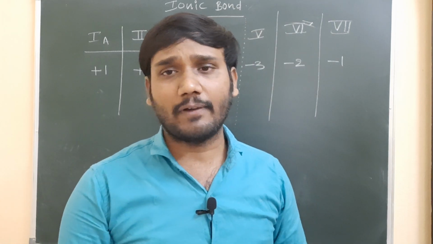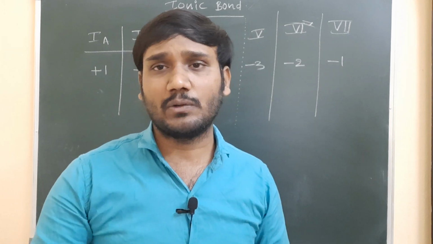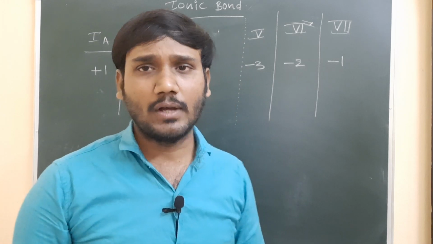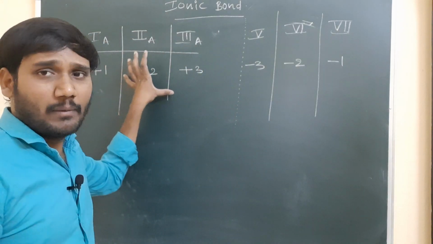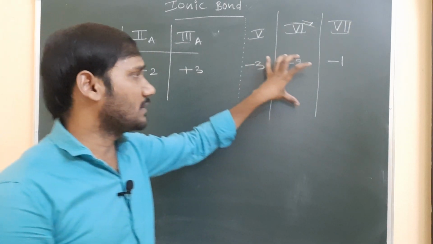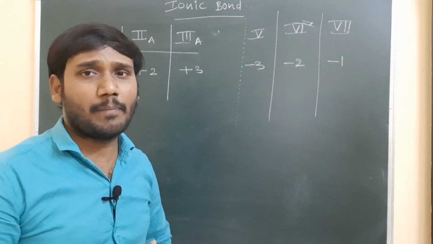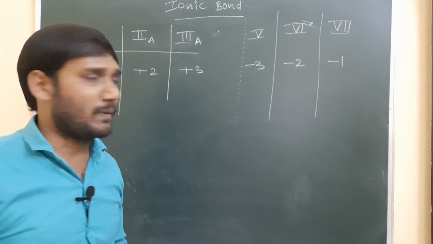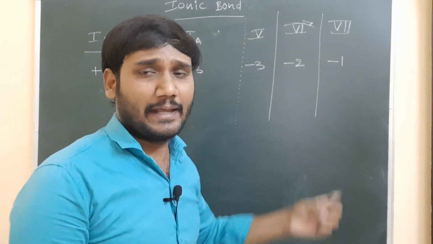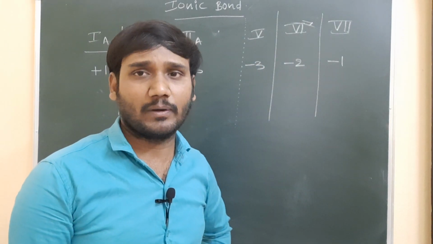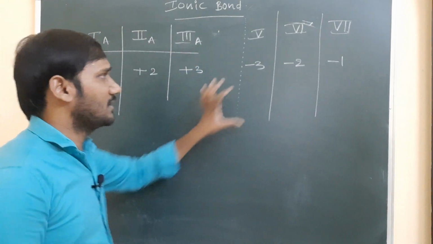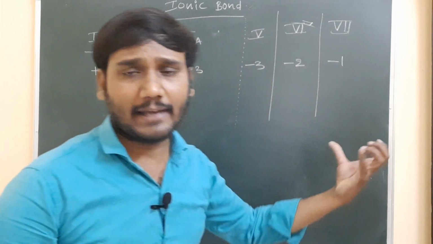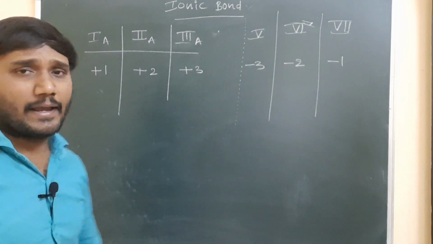So to get a stable configuration, what will they do? They try to achieve the octet configuration, because if they achieve the octet configuration, they are stable. To achieve it, some groups of elements lose electrons and some gain electrons. The first, second and third group elements lose 1, 2 and 3 electrons respectively. The fifth, sixth and seventh group elements gain 3, 2 and 1 electrons respectively. So these are the positive ions and these are the negative ions. Between the positive and negative charges, ionic bond formation takes place. So this is the formation of the ionic bond, right?